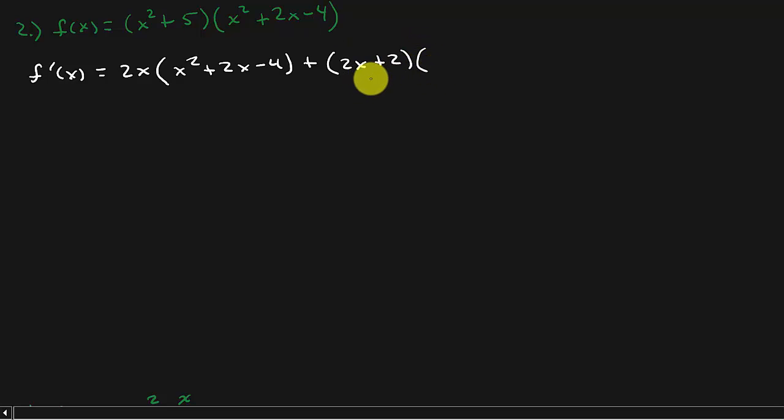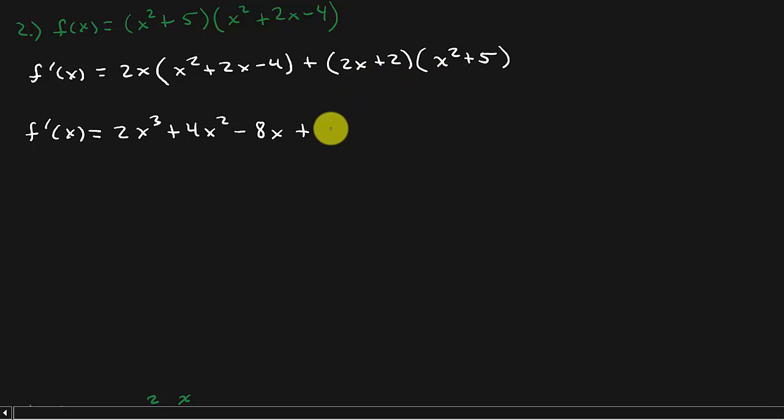So that's the derivative of the second function times the first function, x squared plus 5. And then we just got to multiply these out, combine like terms. So I get f prime of x is equal to 2x cubed plus 4x squared minus 8x plus, and then I got to fold this out, or let's see, that's going to be plus 2x cubed plus 10x plus 2x squared plus 10. And so f prime of x, let's see, that's going to be what, 4x cubed.